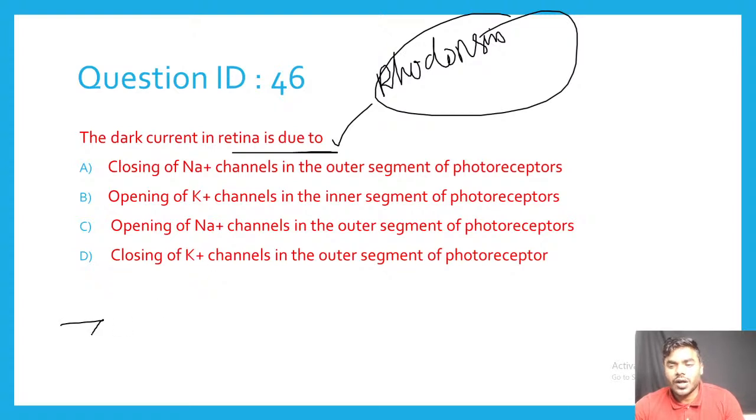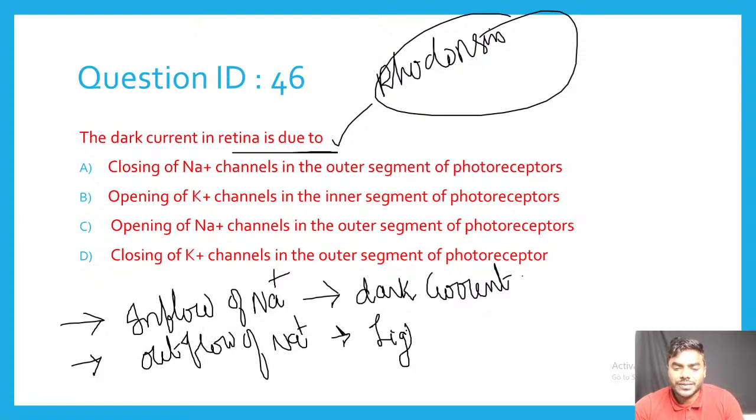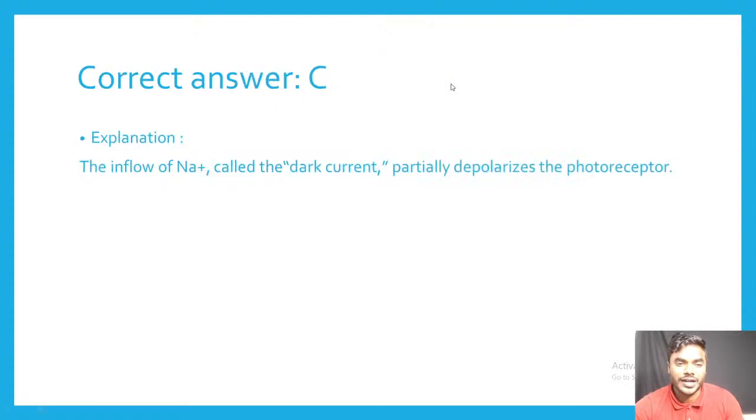Okay, so friends, all the students, one common point every student has to remember all the time. Very good, very good. Inflow of sodium, wonderful. Inflow of sodium we can call the dark current. Always remember, inflow of sodium we can call it as dark current. Outflow of sodium we can call it as the light. Correct na? And they are asking very clearly, the dark current in the retina is due to, the answer is very simple, opening of the sodium channels in the outer segment of the photoreceptor. And what is this pathway? Rhodopsin pathway. Please don't get confused with this point.